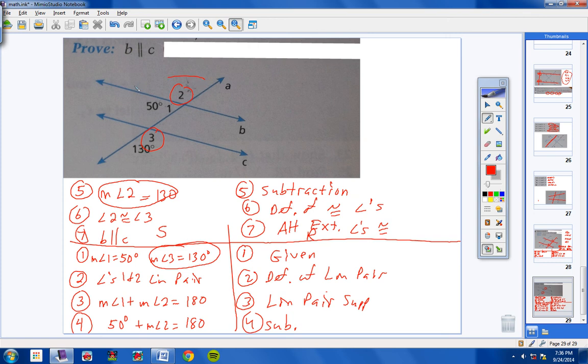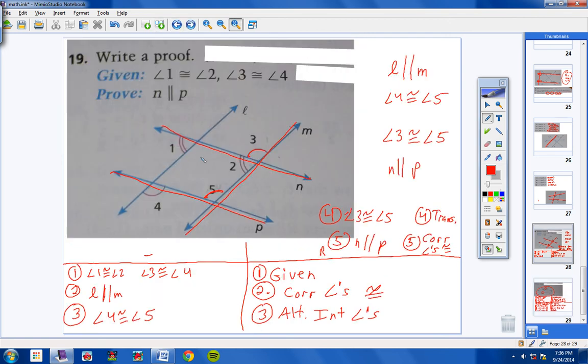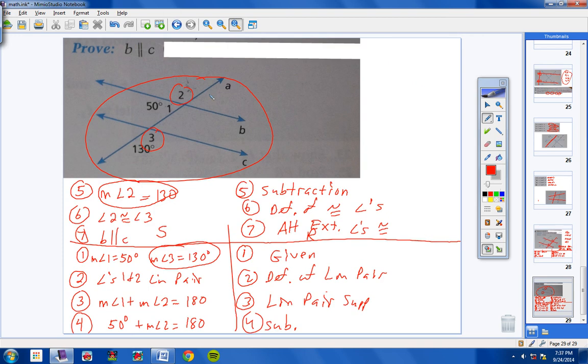Now I could see me giving you one of these on a test. I did not feel like this proof here was too difficult at all. The other proof had so many angles and so many lines, it was kind of confusing. But number 20 here just had 2 lines with 1 transversal, just 3 angles. So this would definitely be a reasonable proof on the test, okay?